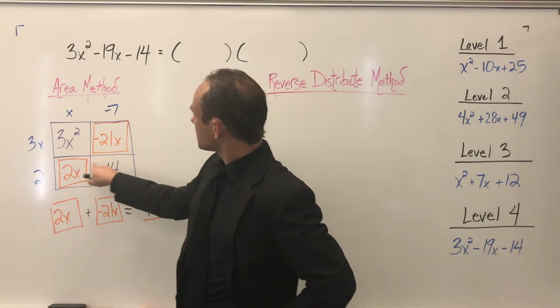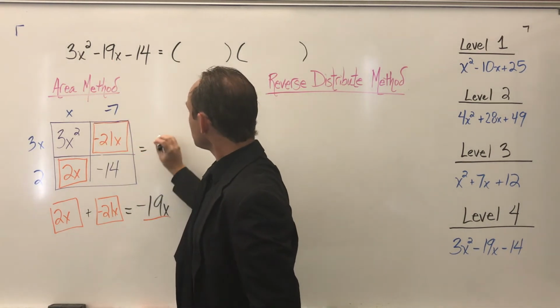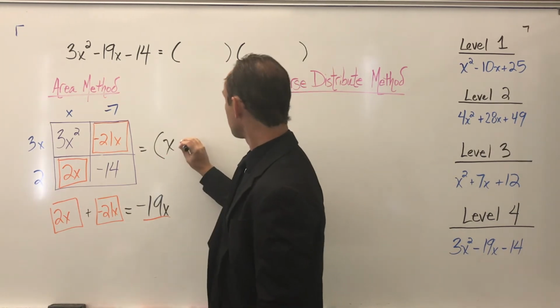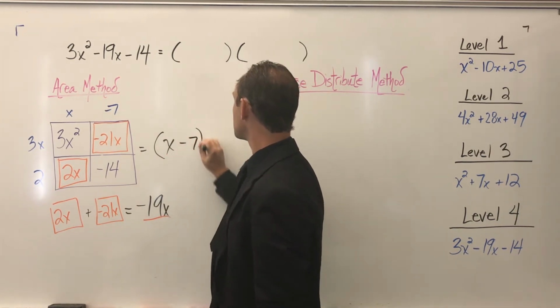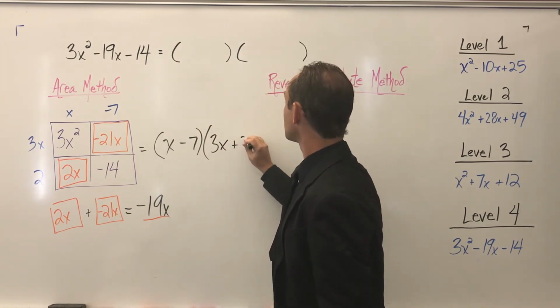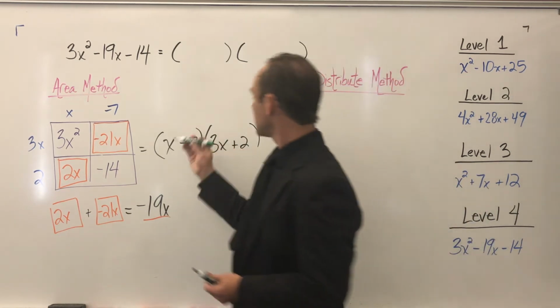And so now, this is perfectly modeling this area, and now we know the dimensions are going to be x plus negative 7. So, which I'm going to do is just minus positive 7, and then 3x plus 2. And that is the solution.